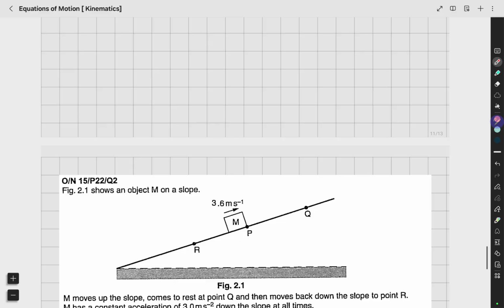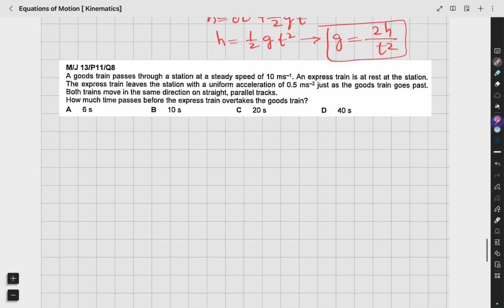Jumping towards the last MCQ. This MCQ you'll do yourself. A goods train passes, or I can just leave this for you so you can try it yourself and post the answer in comments.